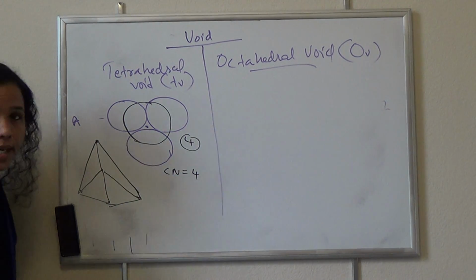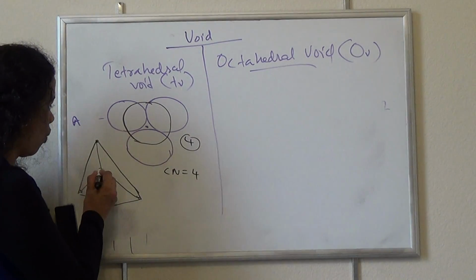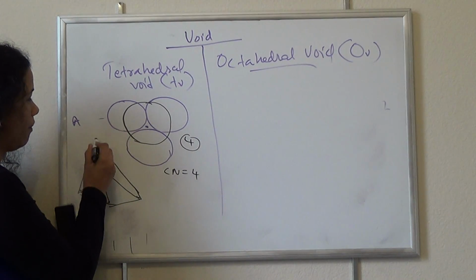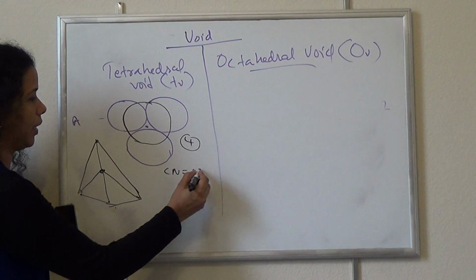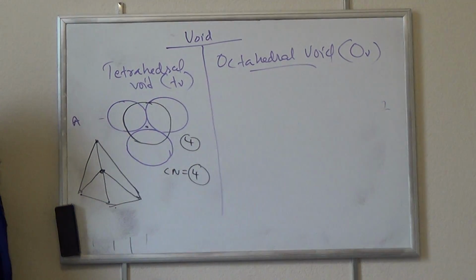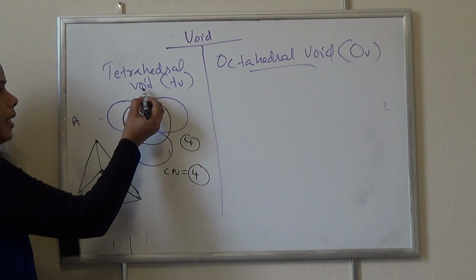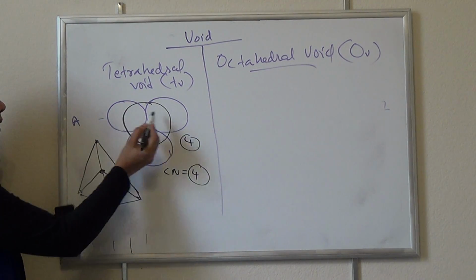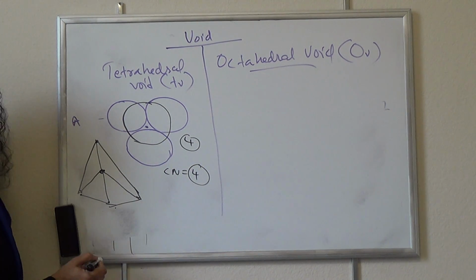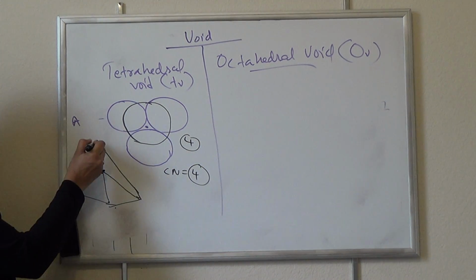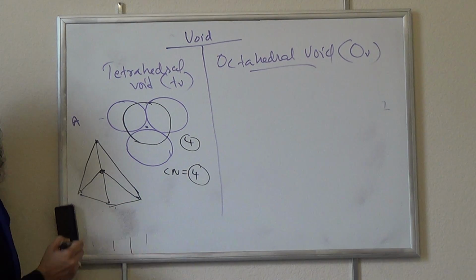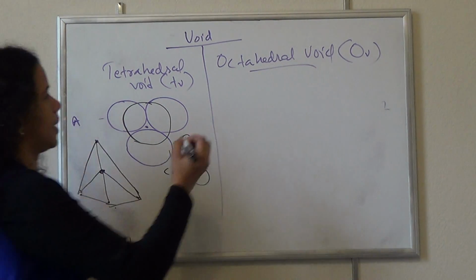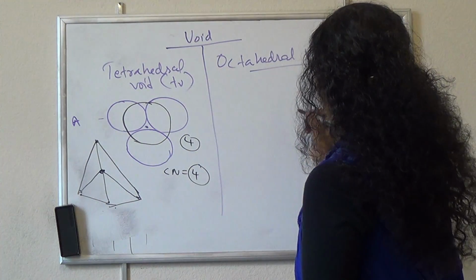So the definition for tetrahedral void is a void which is in direct contact with 4 atoms. A void which is in direct contact with 4 atoms, that is called tetrahedral void. When we join the centers of those atoms, we will get a tetrahedron. So on the corners of the tetrahedron, the atoms are placed. Then the second one is octahedral void.